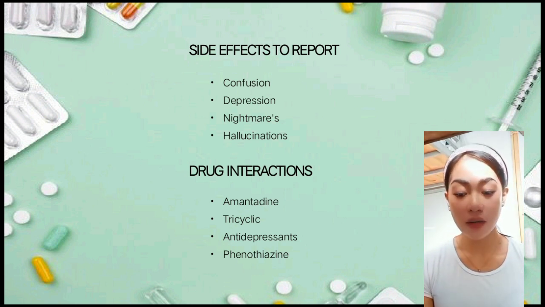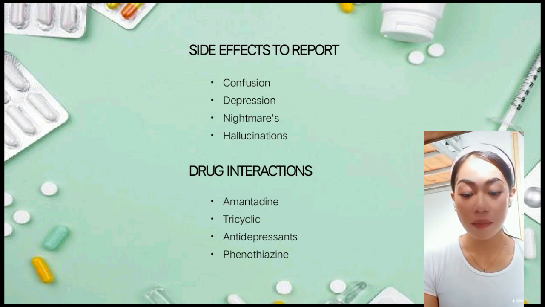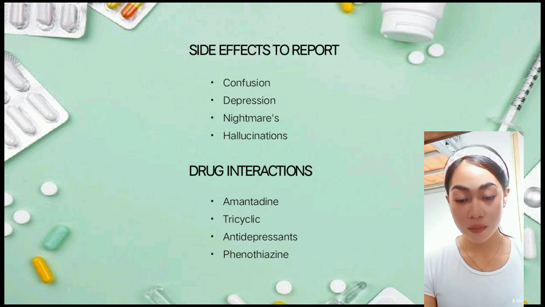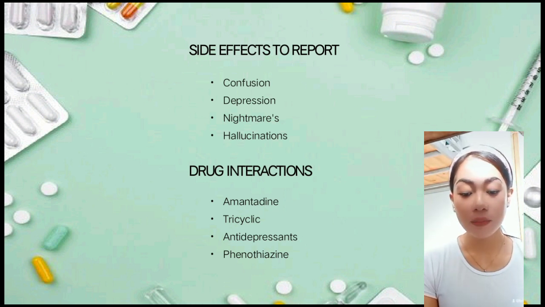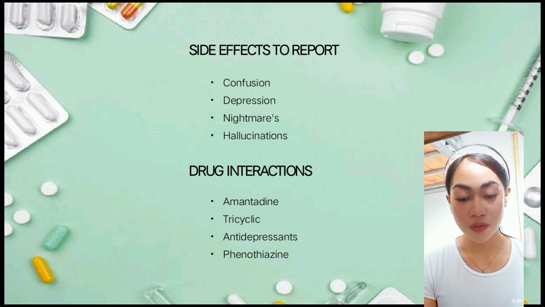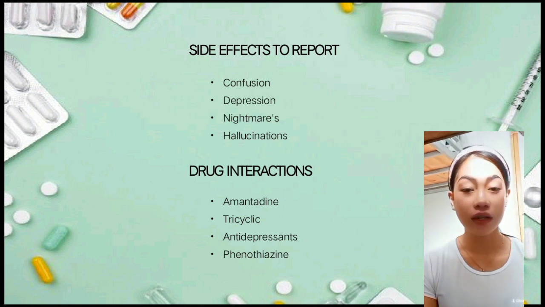So, drug interaction: amantadine, tricyclic antidepressants, phenothiazines. These agents may potentiate the anticholinergic side effects, development of confusion and hallucination, characteristic of excessive anticholinergic activity.